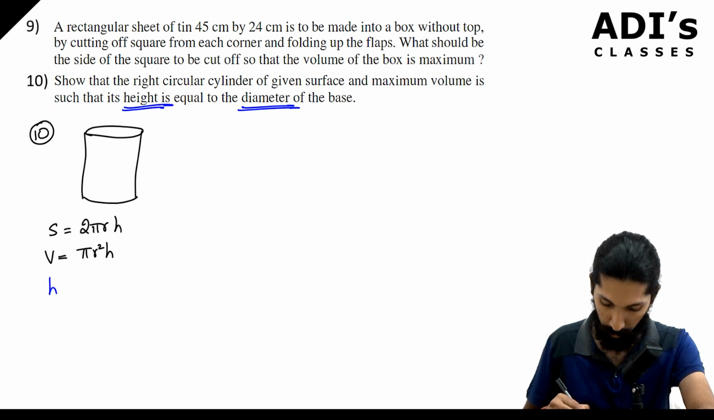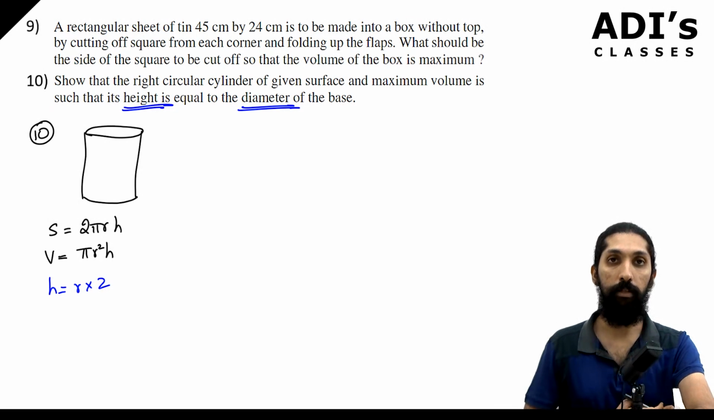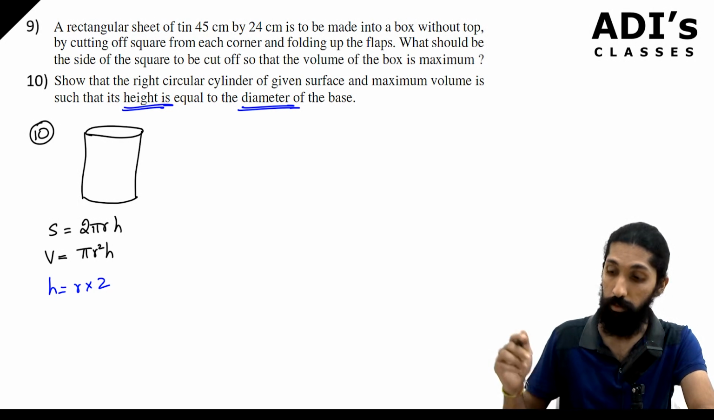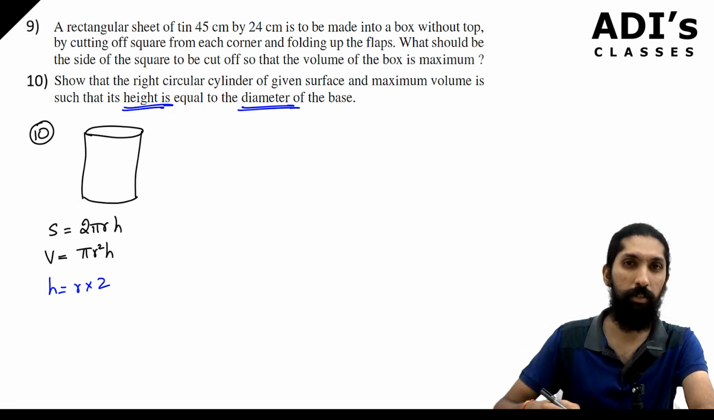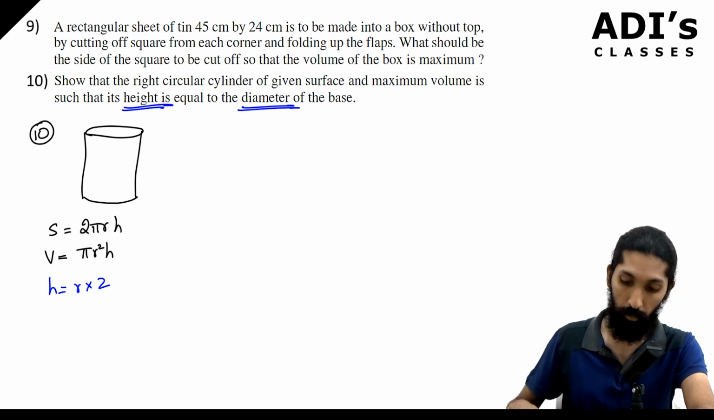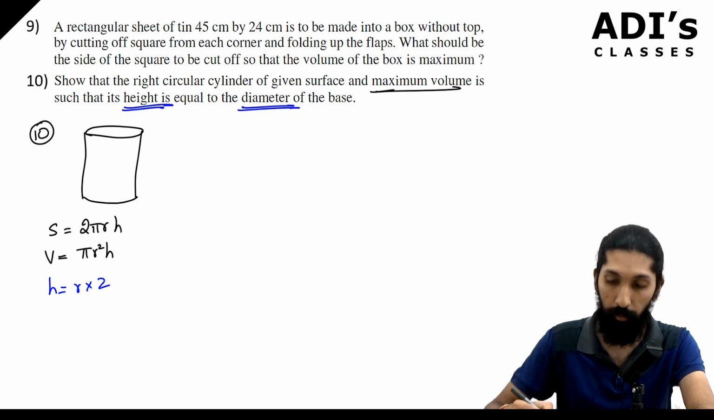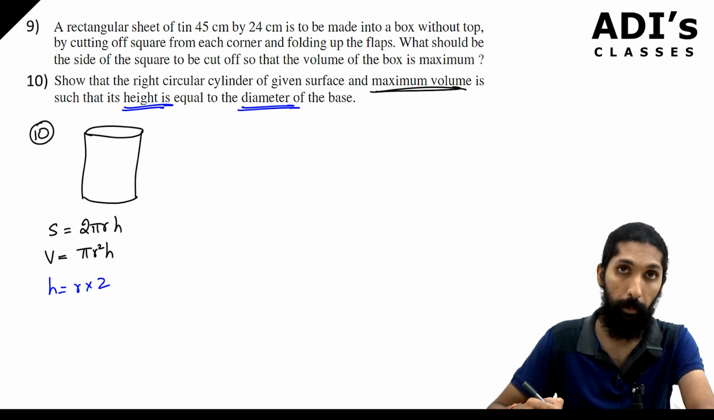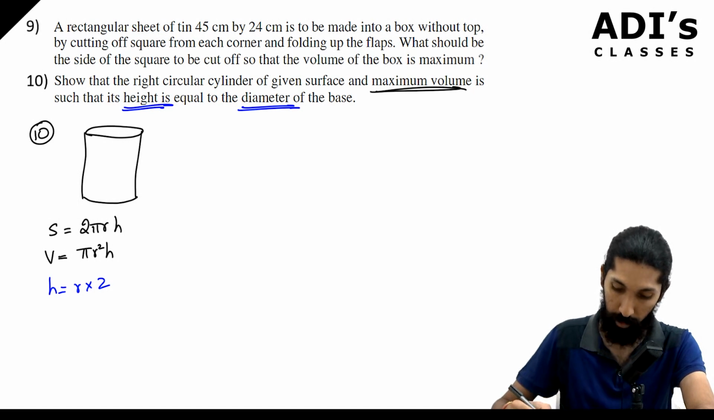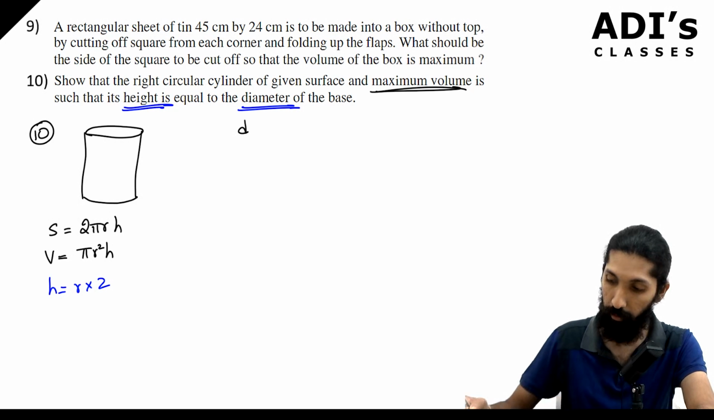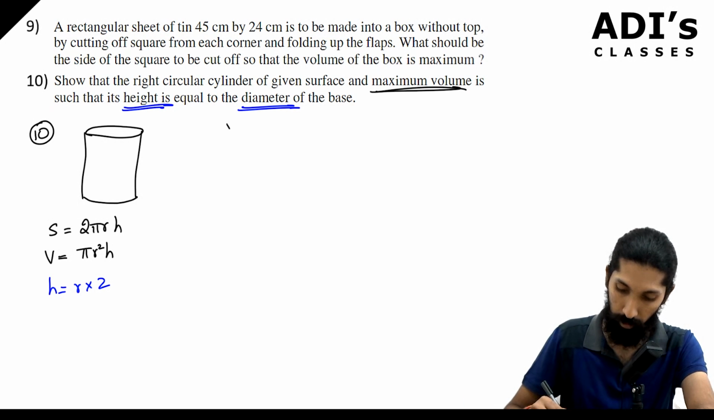So h is equal to 2 times of r, isn't it? So the diameter is equal to the height, that's 2 times of r. So now what we are going to do, we'll do this one. It's quite a simple one actually, because they've told that maximum volume is already maximum, you know that. That means second derivative is going to be lesser than 0, right? So first, let's take volume. V is equal to pi r square h.